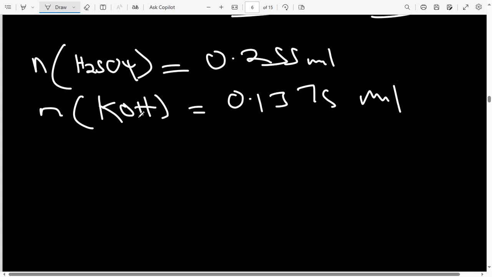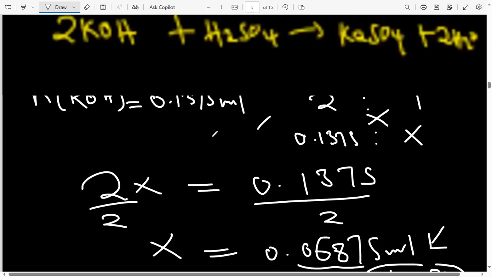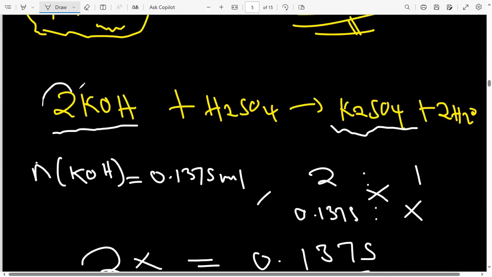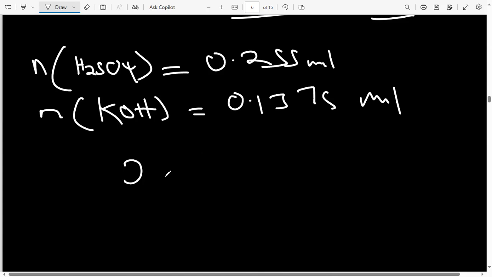So now we have to look at the chemical equation. From the chemical equation, we see that 2 moles of this react with 1 mole of this. So we are going to use that. So we say 2 moles of KOH react with 1 mole of H2SO4.